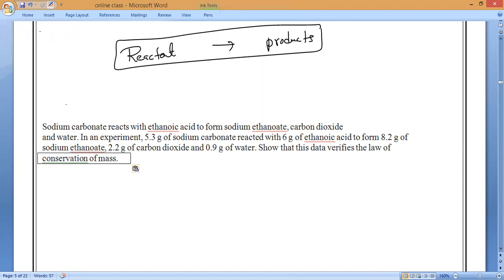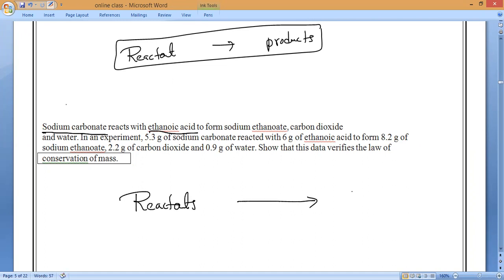Sodium carbonate reacts with ethanoic acid to form sodium ethanoate, carbon dioxide and water. So totally 2 reactants and 3 products are coming. Let us take who the reactants are first and who the products are. First try to write the reaction, all of you. What is the reaction they are giving? Sodium carbonate reacts with ethanoic acid. Is that the reactants or products? All of you should tell me.